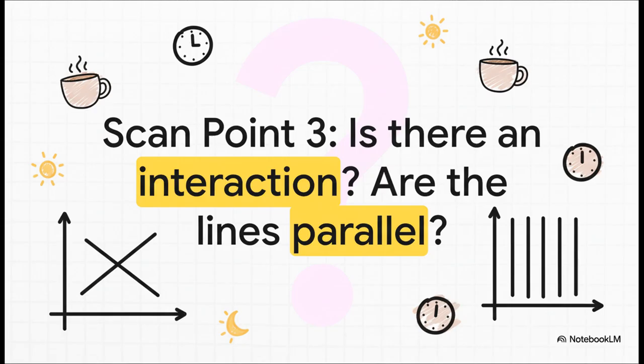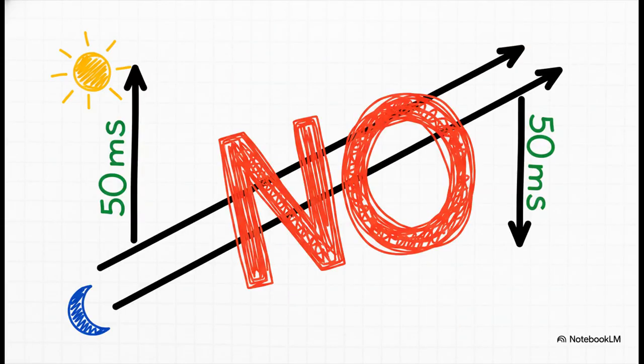If we were to graph this, would the lines be parallel? Well, let's take a look. In the morning, caffeine gives you a 50 millisecond boost. And in the evening? It also gives you a 50 millisecond boost. The benefit is exactly the same. So the effect of caffeine does not depend on the time of day. And that means, you got it, there is no interaction. The lines would be perfectly parallel.